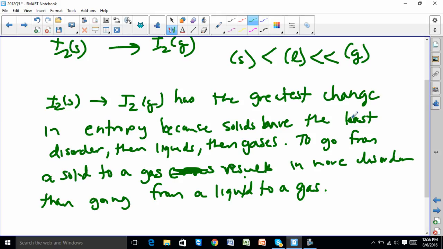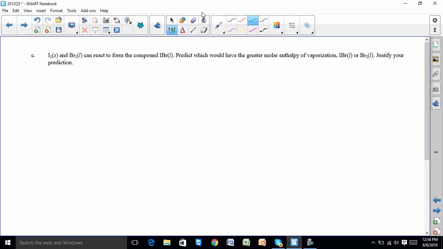I encourage you on these essay questions, look and see what the scoring guidelines say, because I teach it a certain way and it's kind of interesting to see how the graders rate it. I2 and Br2 can react to form the compound IBr, which would have the greatest molar enthalpy of vaporization. So question here, I like this. IBr liquid, and then you have Br2 liquid.